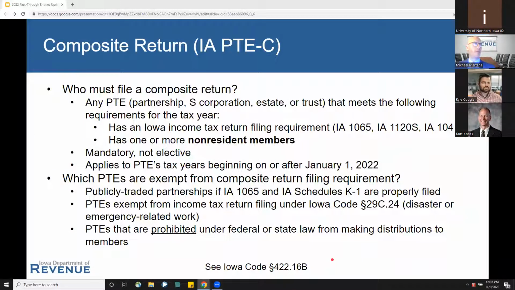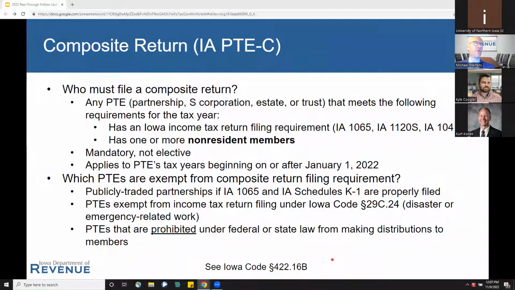A quick point about the mention of partnerships here. The definition of partnership really includes any entity filing for federal or Iowa income tax purposes as a partnership. This would include an LLC or other entity taxed as a partnership.